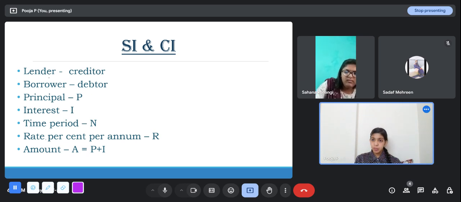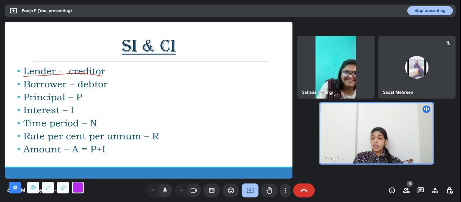So the first thing is lender or creditor. The one who is giving the money is called the lender or creditor. You will not often hear the word lender, but definitely you will hear the word creditor. And you will feel happy about creditor when you see the message from the bank stating that salary is credited into your account.